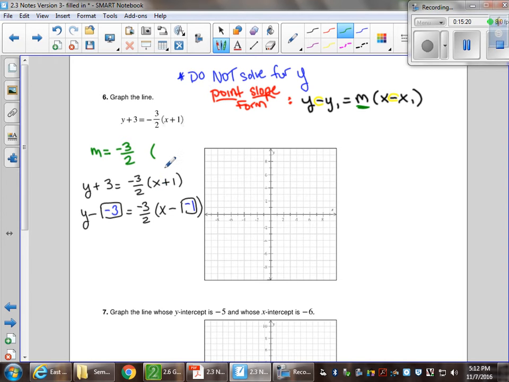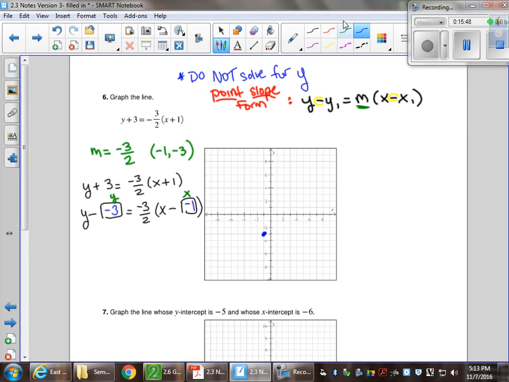What's the coordinate pair? Try writing it down. You should have said negative 1, negative 3. Here's my x value. Here's my y value. And we are ready to graph. So step 1, plot the point negative 1, negative 3. From here, I use my slope.